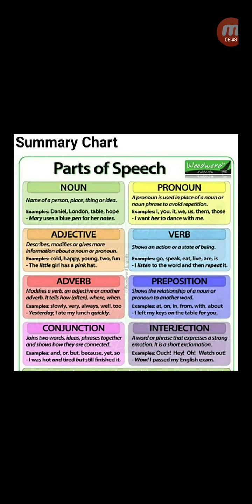Interjections are the sentences which express the emotion. It is with an exclamatory point. The word or a phrase that expresses a strong emotion. It is a short exclamation or a comma. Ouch, hey, ho, watch out. Wow, I passed my English exam.